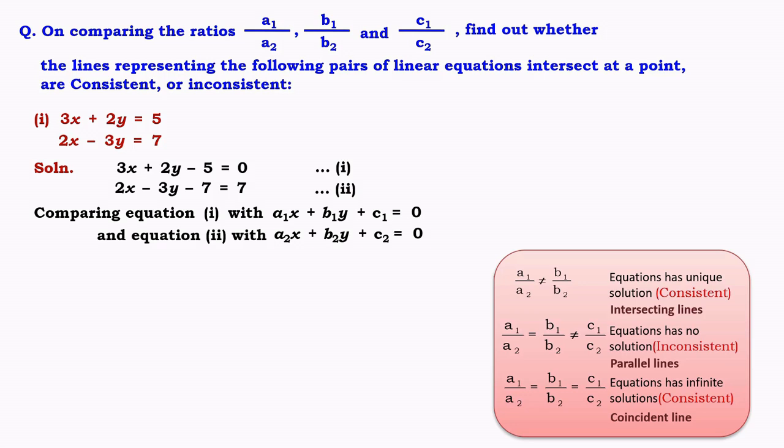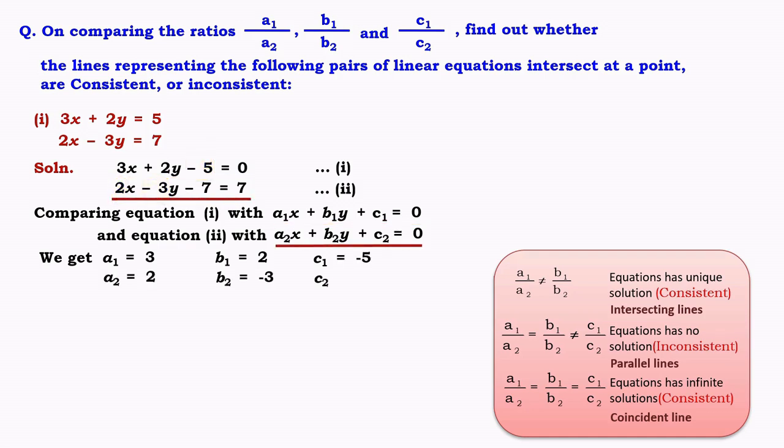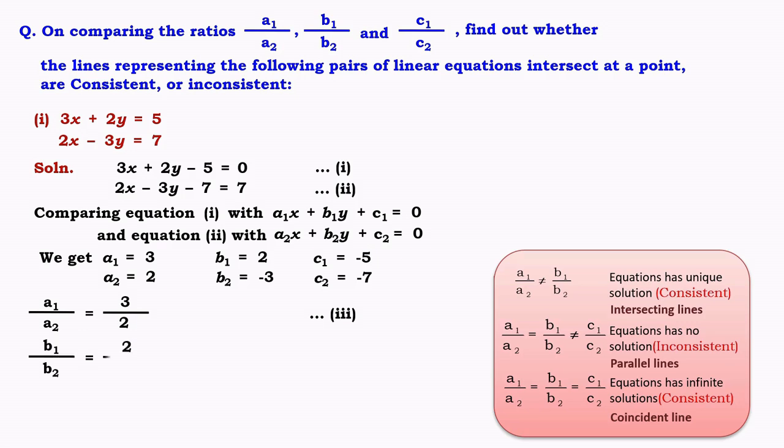Now, compare the coefficients. From the first equation, a1 is 3, b1 is 2, and c1 is minus 5. From the second equation, a2 is 2, b2 is minus 3, and c2 is minus 7. Now, let us compare the ratios. a1 by a2 is 3 by 2.